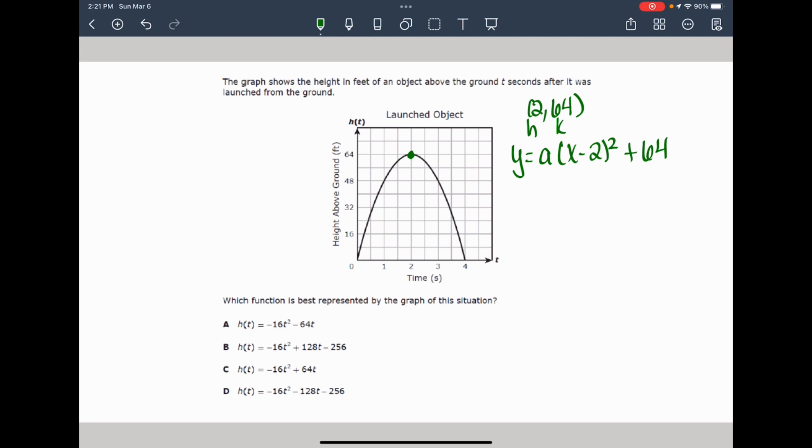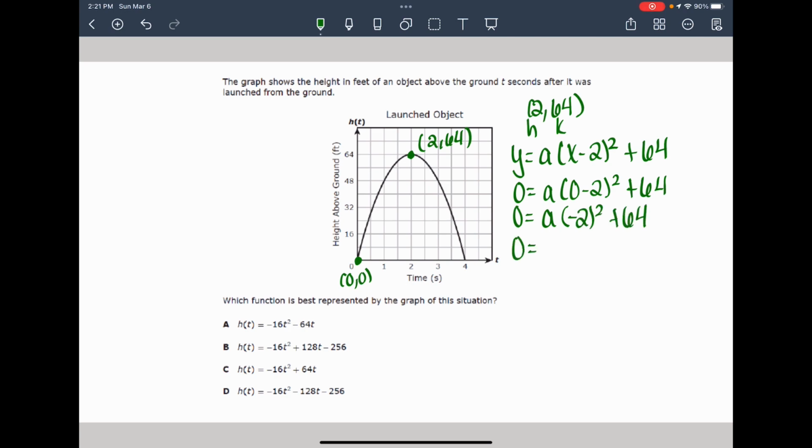So now I pick a point for x and y. So this (0, 0) is a really good point to pick. So I'm going to pick that and plug that in. So I get 0 equals a times (0 minus 2) squared plus 64. So I get 0 equals a times (negative 2) squared plus 64. 0 equals 4a plus 64.